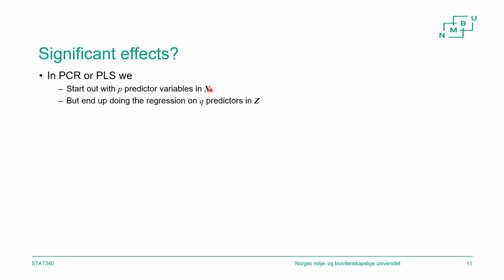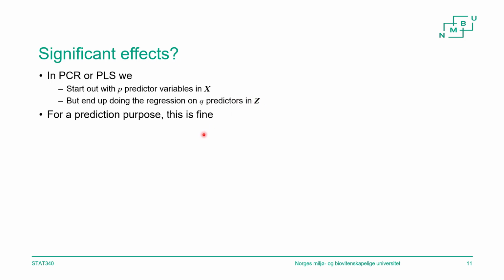But these are the ones we are interested in. We want to know which of these variables have an effect on our response. The fact that we do this compression step to solve a technical problem doesn't change the problem from the start. We want to say something about these predictors. We have no interpretation of these components. They are combinations of everything, right? So for prediction purposes, we could stop here and not think about this problem.